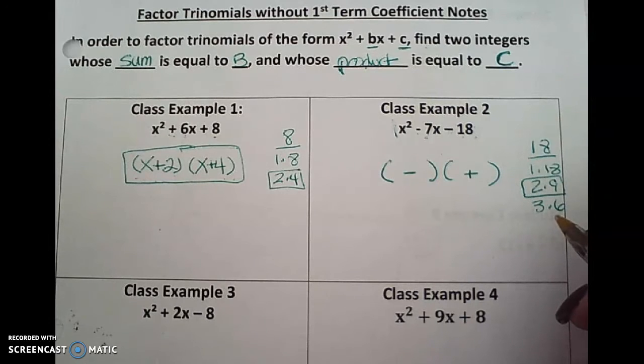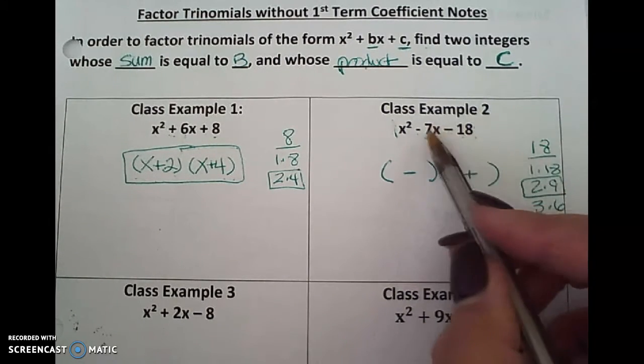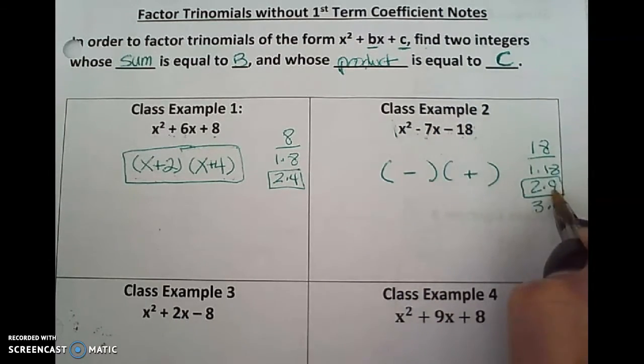So where do we put the numbers in order for it to work out right? I want it to add to be a negative 7, so the bigger factor is going to get the sign that's in your middle here. My bigger factor is 9.